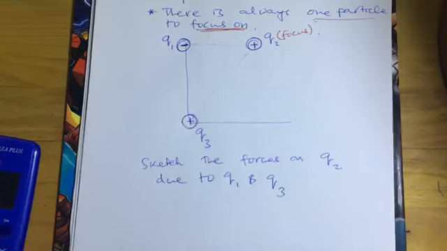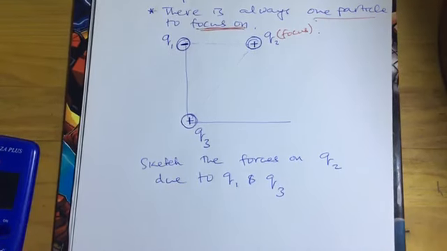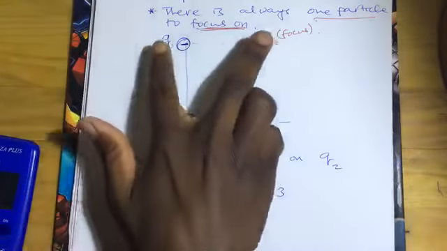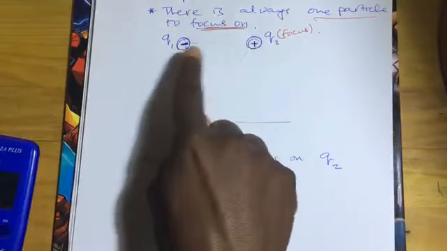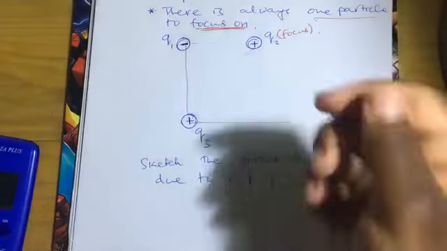Are we going to have an attractive force or a repulsive force between Q1 and Q2? What do you think will happen? Are we going to have an attractive force or a repulsive force? Okay, there's going to be an attractive force because these two are differently charged.